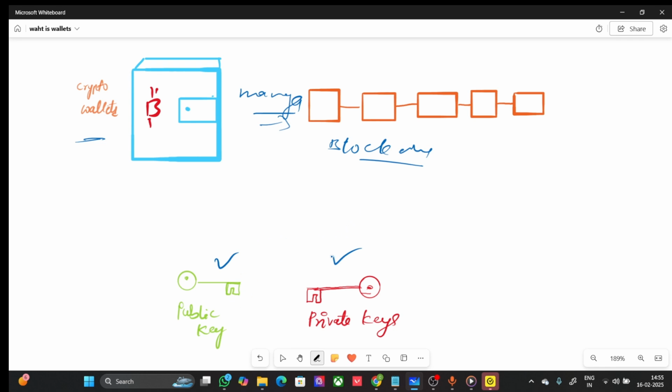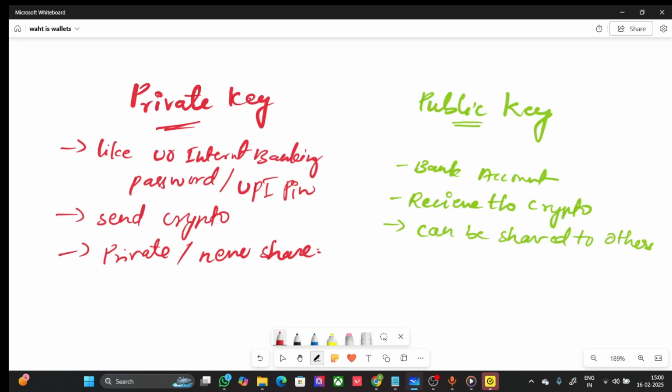One is the public key, another one is the private key. So the crypto wallet stores the public and the private keys. They don't actually store the actual cryptocurrency, physical cryptocurrencies, in them. It is used to manage your cryptocurrency on the blockchain through these two keys. So let us see a brief idea about what a private key and a public key are. We'll make a dedicated video on this. For starters, let's see what they are in brief.